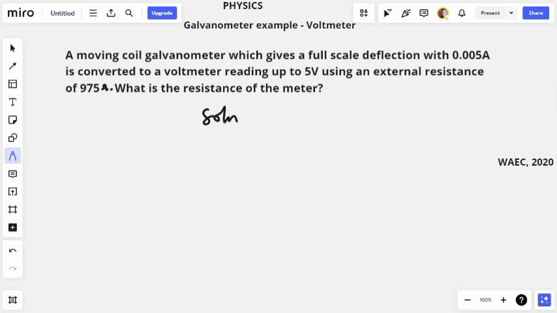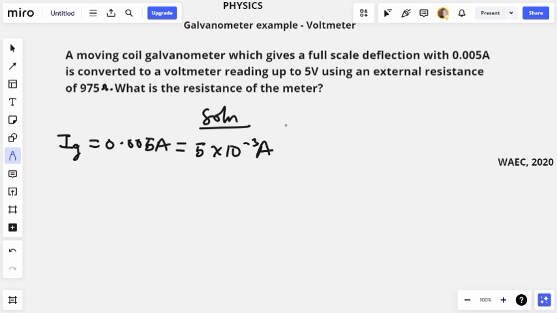As usual, we first start by writing out our parameters from the question. So what parameters do we have here? The moving coil gives a full deflection with that, so we have the deflection current, or the galvanometer current, I subscript G, equals 0.005 amps, which is in the standard unit, or you can write it as 5 times 10 raised to the power of minus 3 amps.